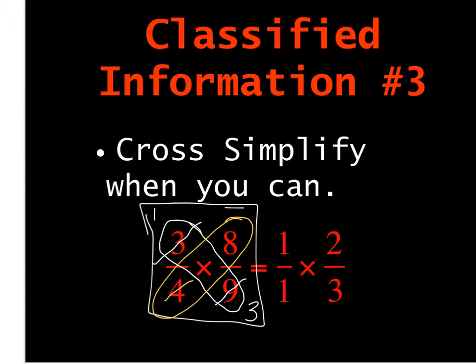4 goes into 4 1 time. 4 goes into 8 2 times. That's where we now have two new fractions, 1 over 1 times 2 over 3. You can see those right here. The 3 became a 1, the 4 became a 1, the 8 became a 2, and the 9 became a 3, simply by dividing out common factors. It makes the problem much simpler to solve. Like I said, don't worry, we will be doing several more examples.